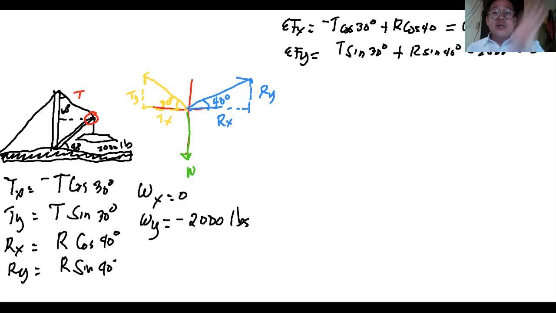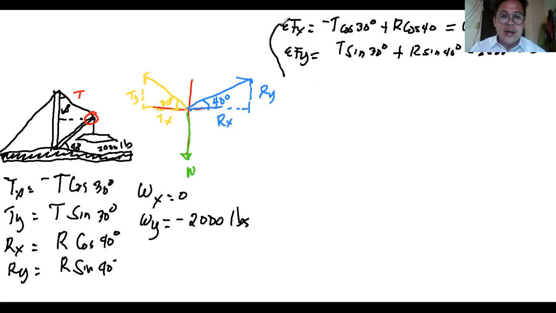Now here, we will just ignore R because we're not after the reaction force of the boom. We are only focusing on the tension. That's the main question in the problem: we have to solve for the tension in the cable from the mast to the boom. So we will just ignore R. We are going to eliminate R using this equation.